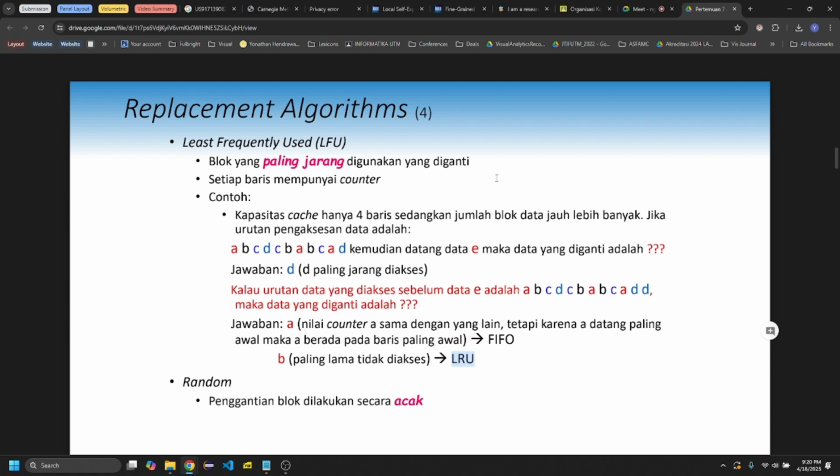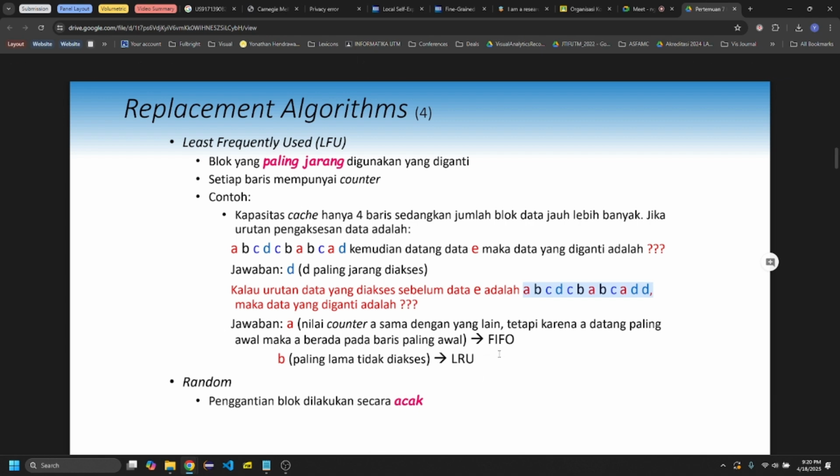Jadi kalau kondisinya sama, frekuensi pengaksesannya sama, bisa jadi LFU itu harus menggunakan dua algoritma yang sebelumnya diterangkan, entah itu FIFO atau entah itu LRU. Karena kalau tidak gitu, dia nggak bisa ganti apa-apa, karena dalam kasus ini frekuensinya jumlahnya sama semua. Maka harus ada satu yang dibuang. Nah, tergantung nanti dia menerapkan yang mana.